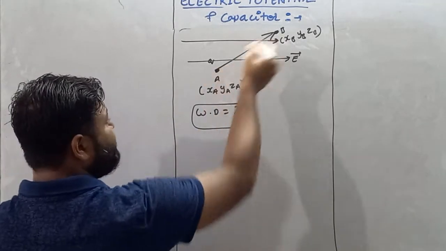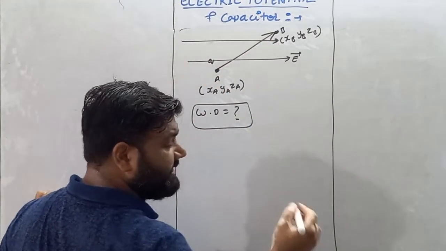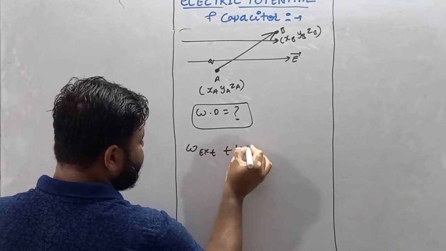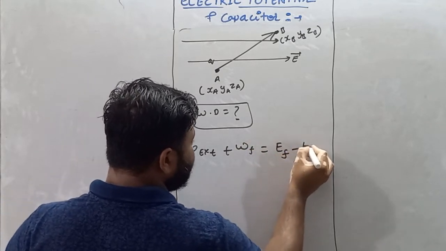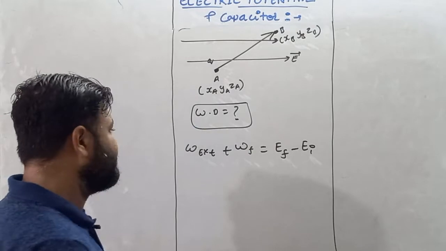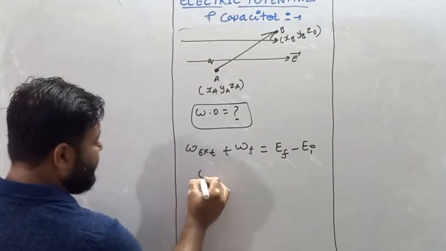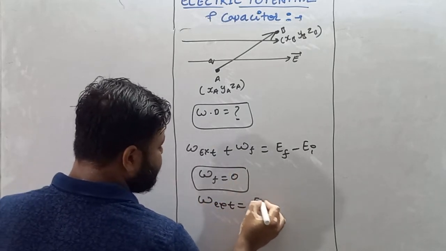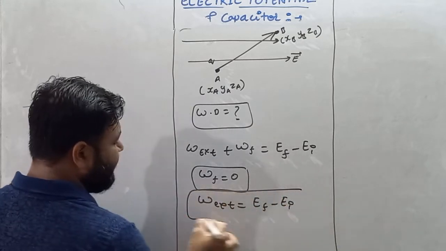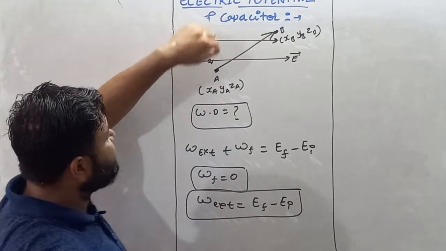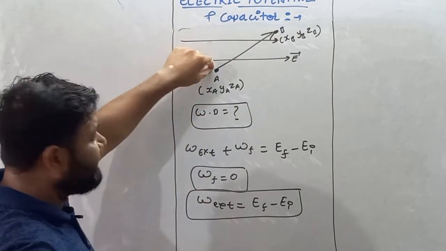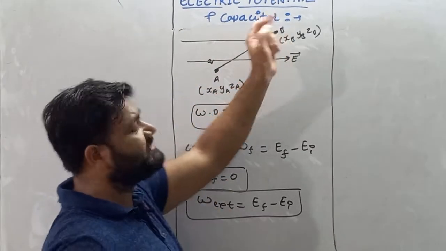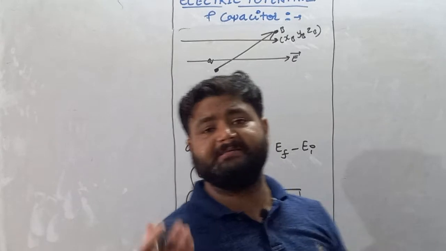So see my dear student, we have two different points, so we are using the work energy theorem for a system, that is work done by external force plus work done by friction is equal to change in total energy, that is E final minus E initial. Now see, there is no friction here, so work done by friction is considered to be 0. So work done by external force is equal to E final minus E initial. Now see, the charge is taken from point A to point B. When the charge is present at point A, at that time the charge is at rest. Similarly, at point B the charge is also at rest.